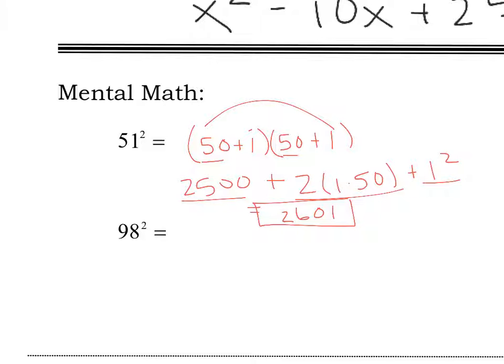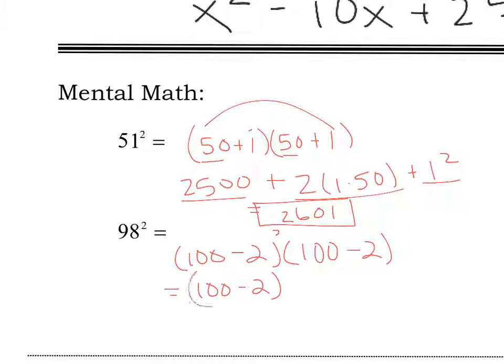So you could do the same for 98 squared. So this is going to be 100. I'm picking 100 because it's a number that's close to 98 and easier to work with. Minus 2 times 100 minus 2, or 100 minus 2 squared, same thing. So you could still do first squared and then minus twice these two numbers and then plus 4.